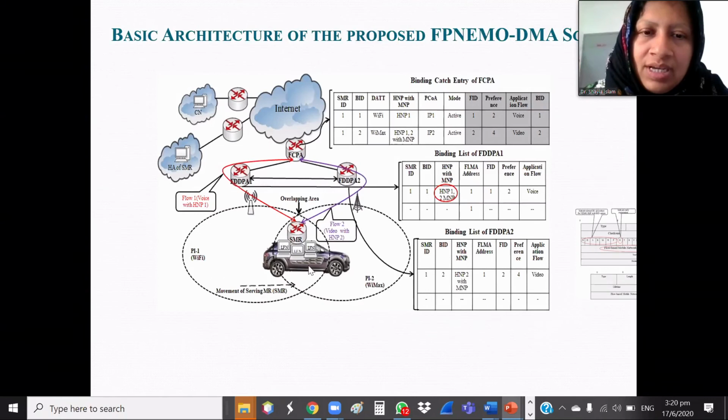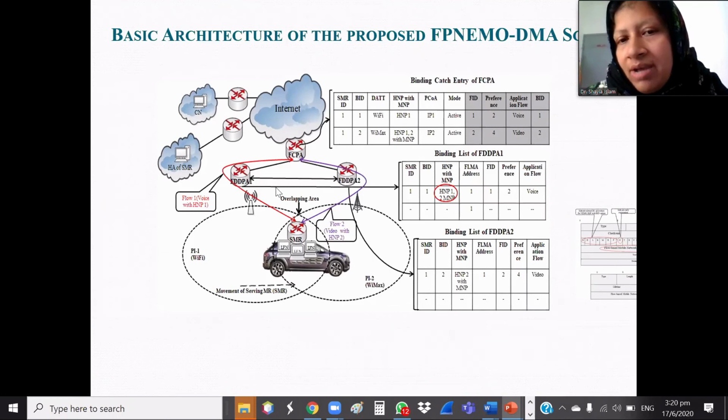They are still connected with the previous network as well as already connected to the new network. So what happens at this point? There are chances of disconnection from the old network, so definitely there will be some delay, and based on that delay, there will be some packet loss. So this proposed architecture mainly tries to minimize this packet loss as well as handover delay.